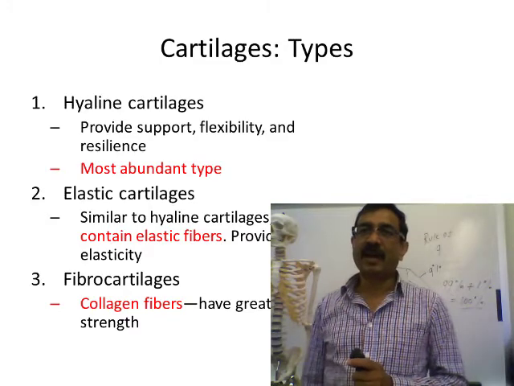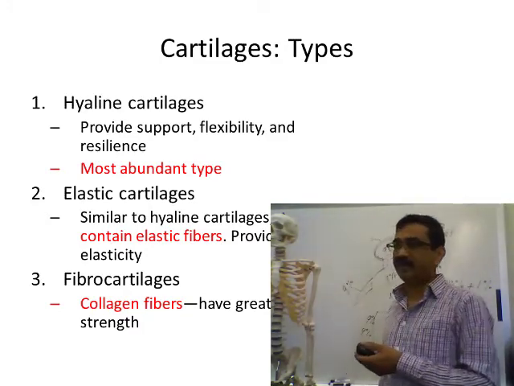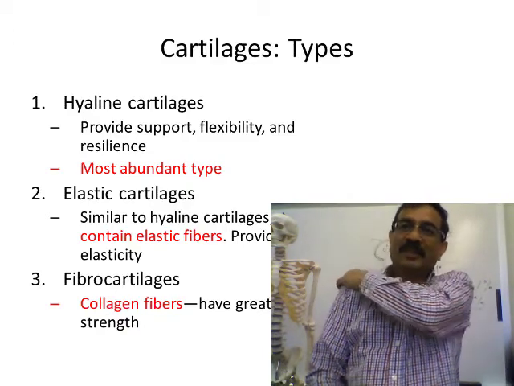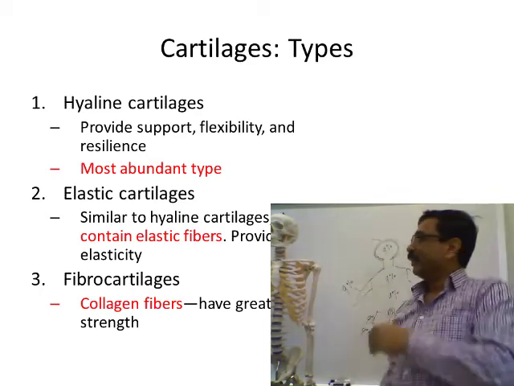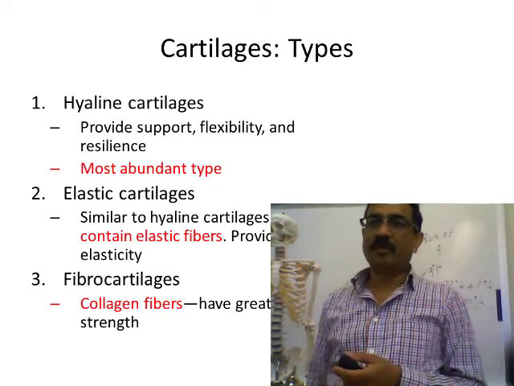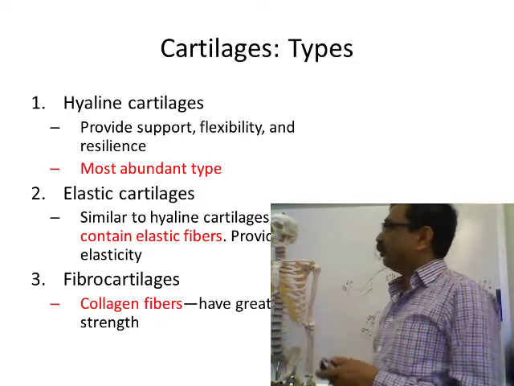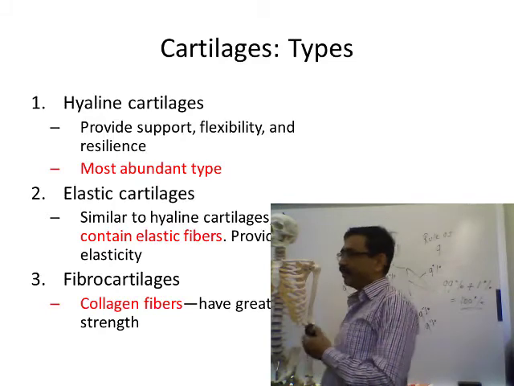First, we'll talk about the cartilages. You already know that there are three types of cartilages: hyaline cartilage, elastic cartilage, and fibrocartilage. You have also seen these cartilages under the microscope. So, hyaline cartilage is the most common type. Okay, and this type of cartilage provides support, flexibility, and resilience.